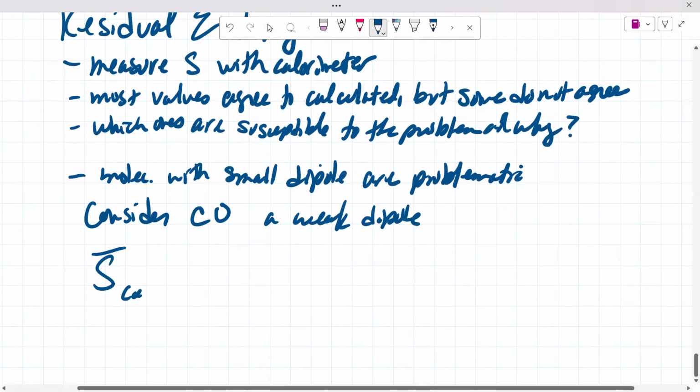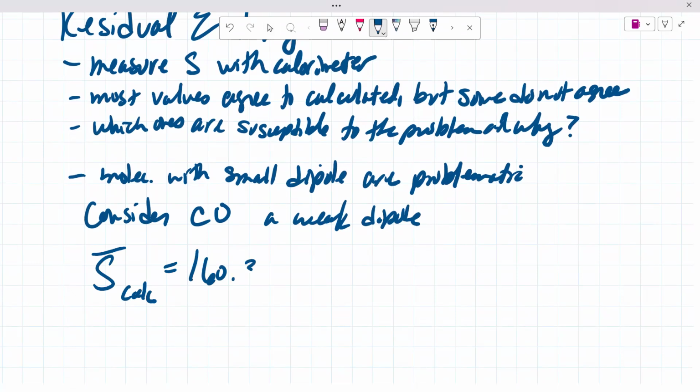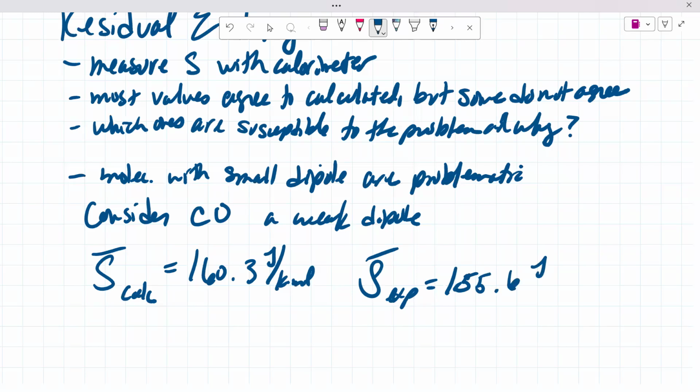So the entropy calculated equals 160.3 joules per Kelvin mole. And the entropy experimental equals 155.6 joules per Kelvin mole. Not equal. What's up?